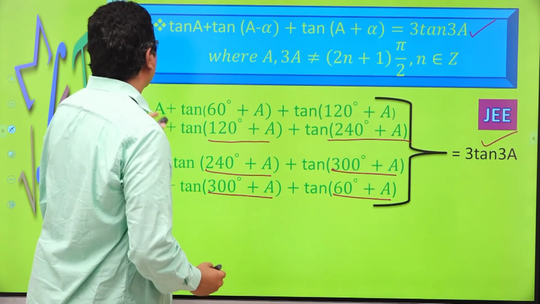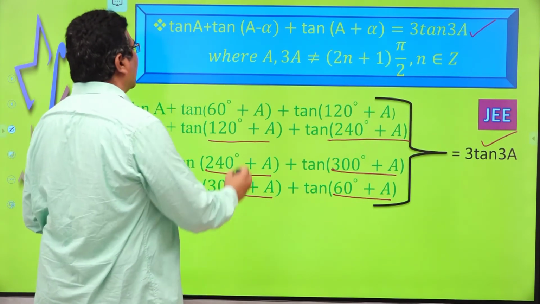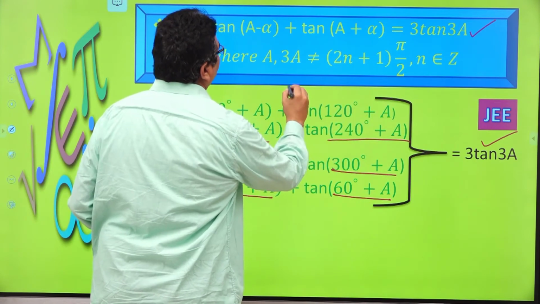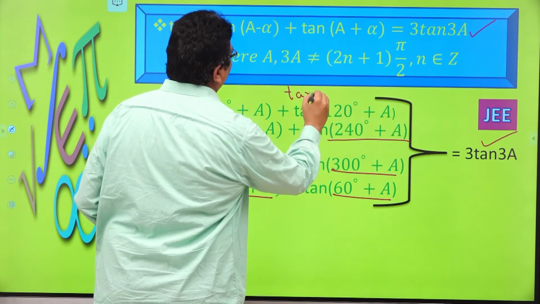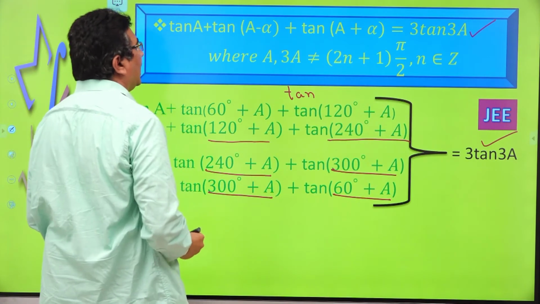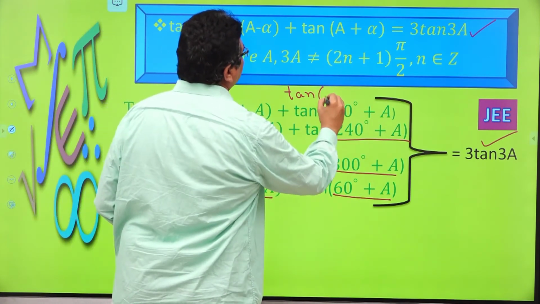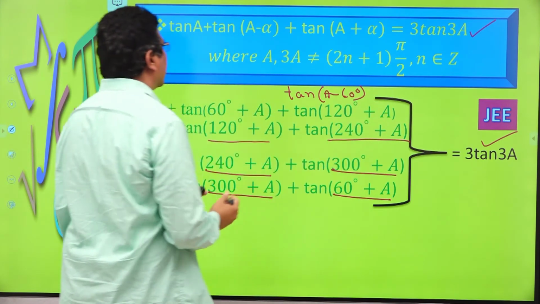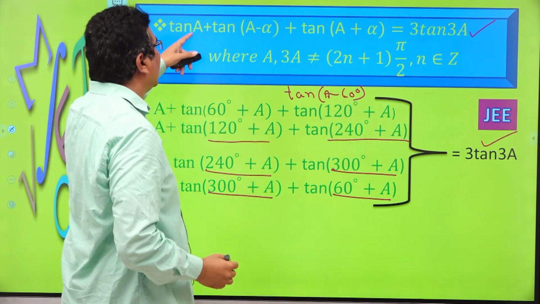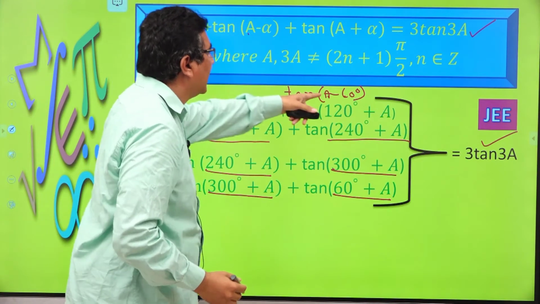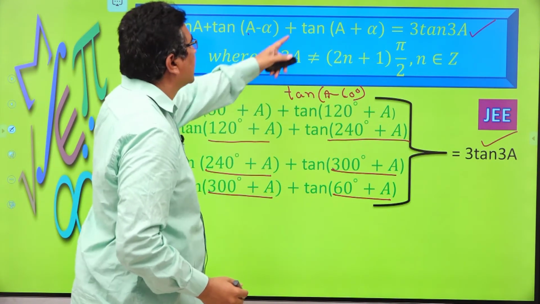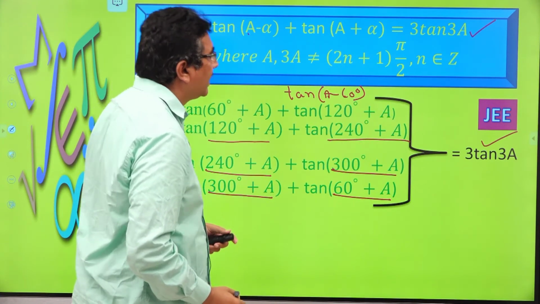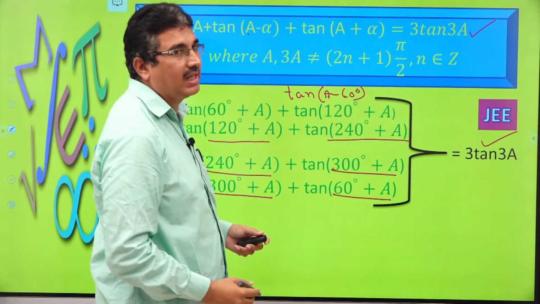Here this is tan A, this is tan 60 plus A, tan 120 degrees plus A, which can be written as tan of A minus 60 degrees. So tan A plus tan of A minus alpha plus tan of A plus alpha is equal to 3 tan 3A.